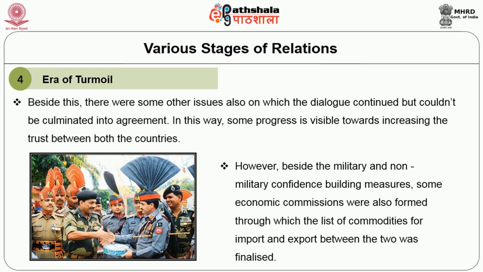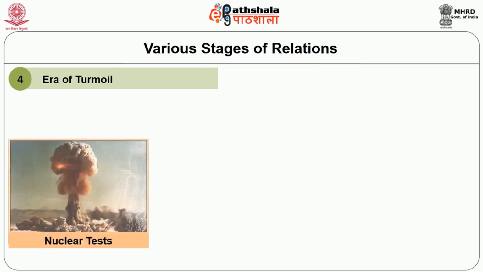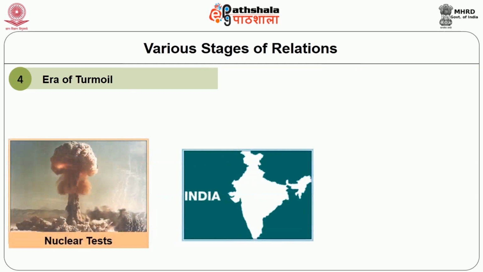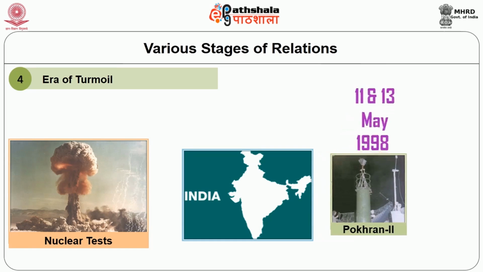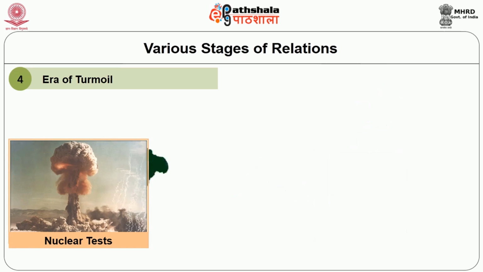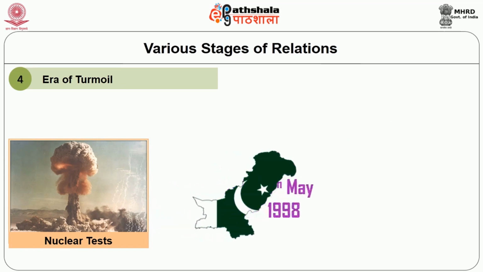However, besides the above military and non-military confidence building measures, some economic commissions were also formed through which the list of commodities for import and export between the two was finalized. Five nuclear tests by India under Pokhran II on 11th and 13th May 1998 and the nuclear test by Pakistan on 30th May 1998 witnessed a new turn in the relations of both countries.